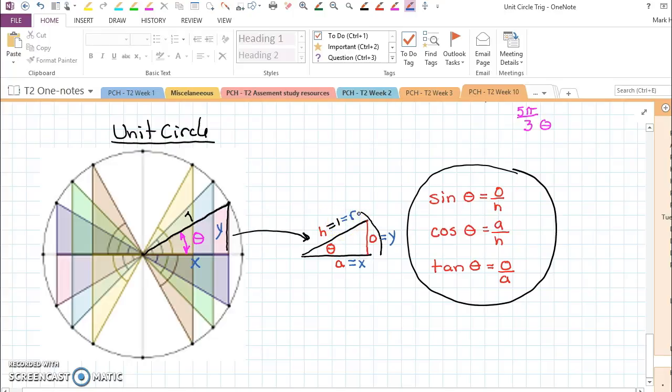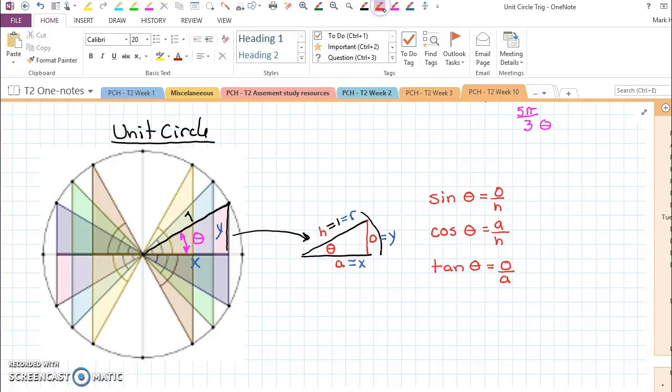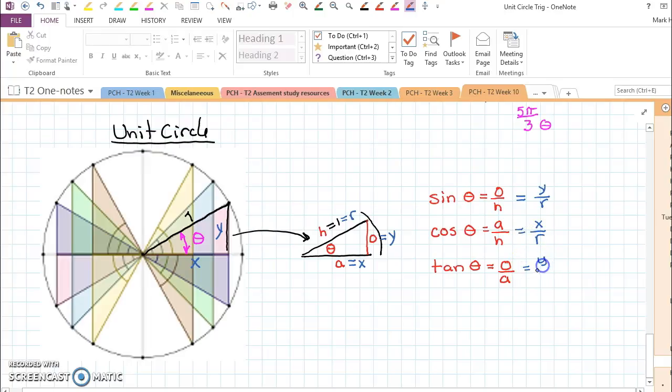more generally it's radius r. So it could be a bigger radius than that. So that means I can rewrite all of these trig ratios in terms of y and r, x and r, and y over x.